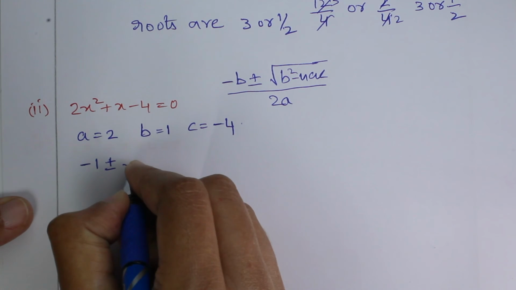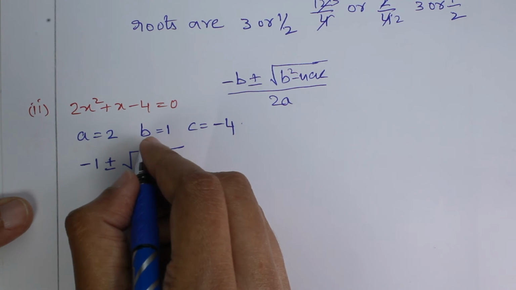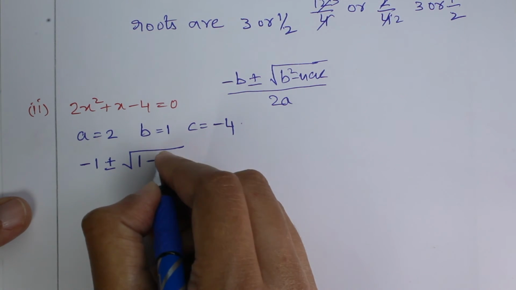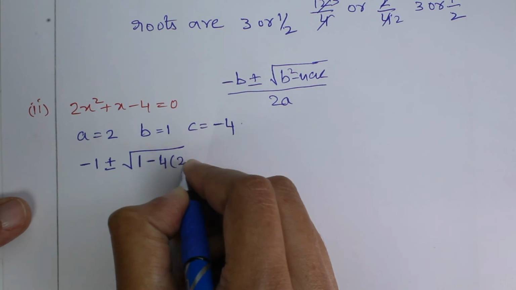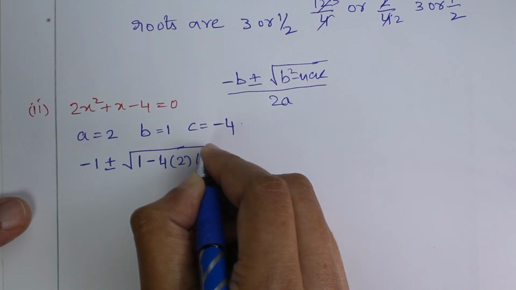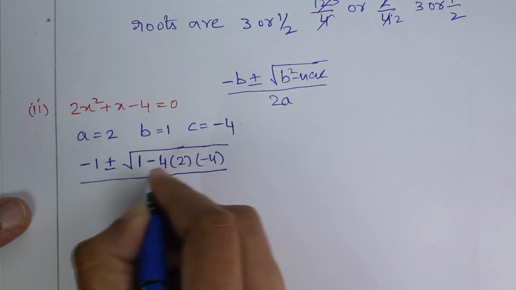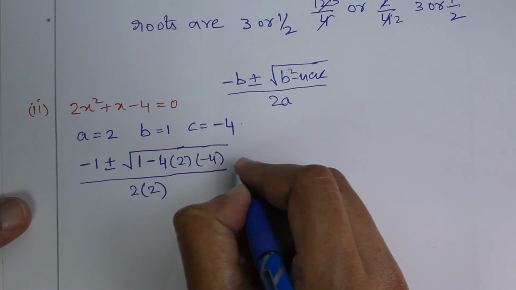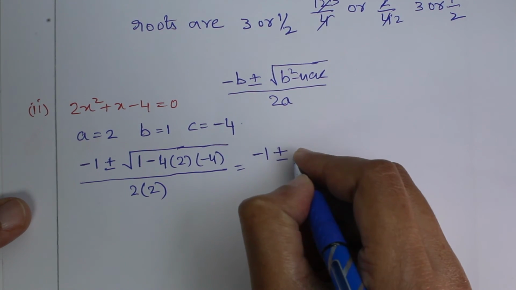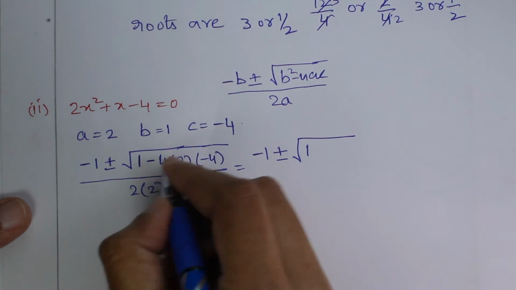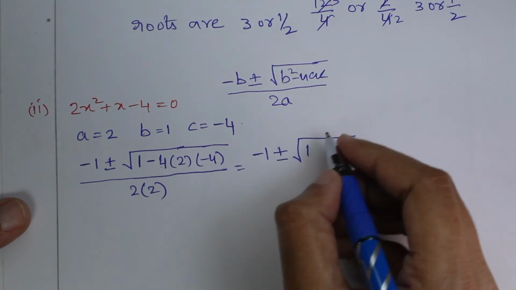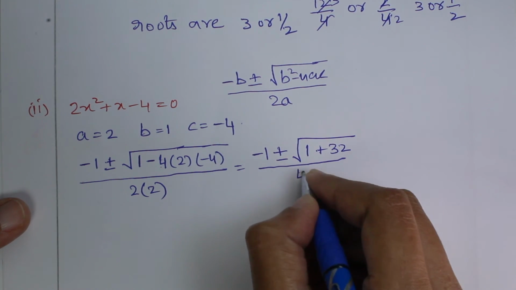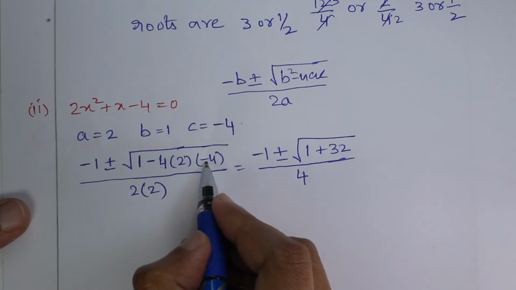plus or minus root of b square is 1, 1 square minus 4 into a is 2 into c is minus 4 divided by 2a, that is 2 into 2, that is equal to minus 1 plus or minus square root of 1, 4 4s are 16 2s are 32, that is 1 plus 32 divided by 2 2s are 4. Here minus into minus becomes plus.